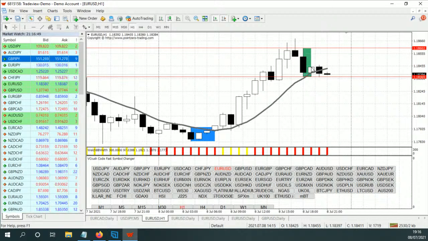So the high of the inside bar, I can see the inside bar is a hollow candle, the white candle. If you put your stop loss above that, that will be a very, very tiny stop loss. Any questions?